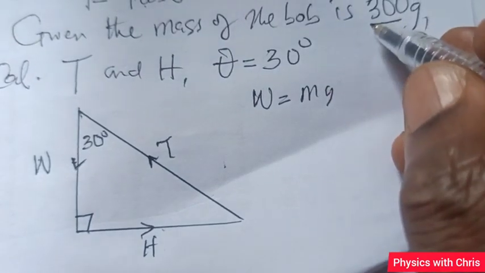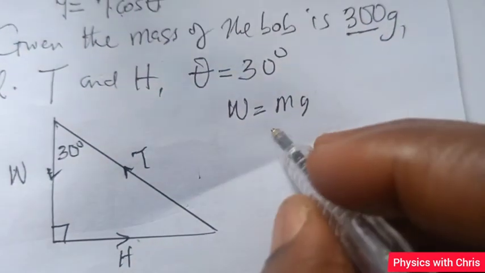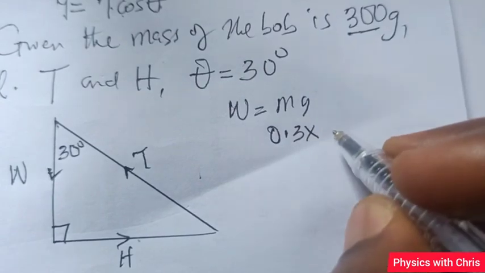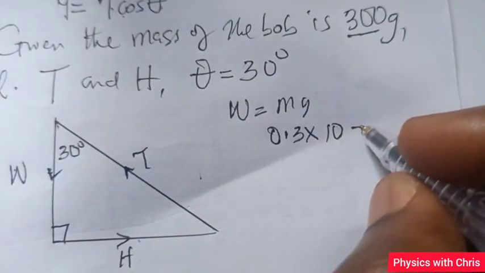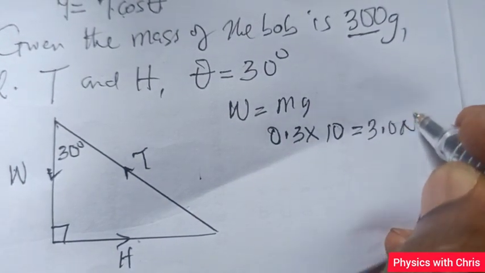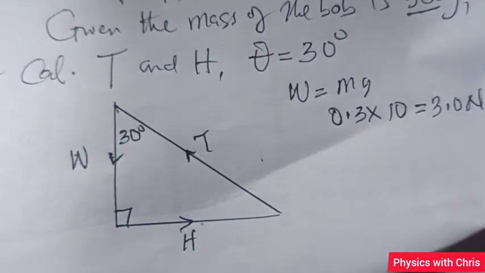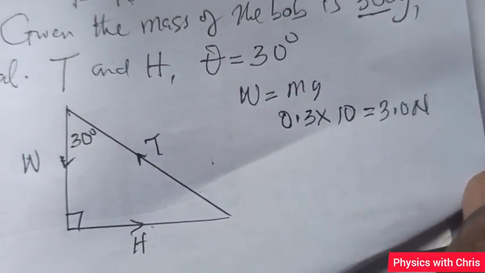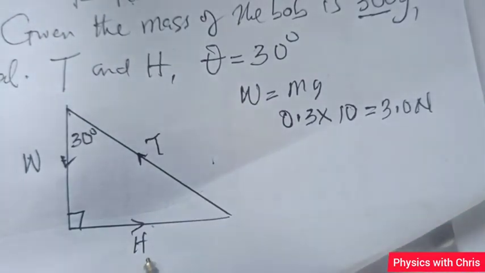The mass 300 grams will be changed to kilograms. That is 0.3 divided by 1000, multiplied by, let me take g as 10 to simplify my calculation. That gives me 3 Newton. That is the weight of the bulb. Okay, so quickly, I can use my SOHCAHTOA.